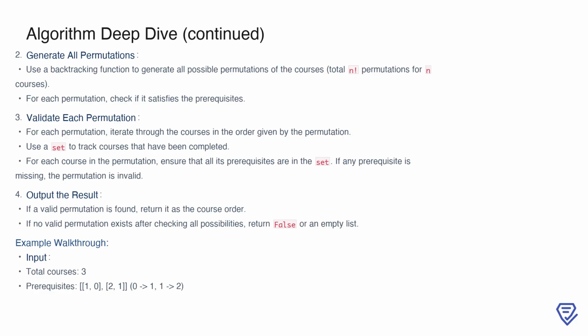Once all permutations are checked, if a valid one is found, we return it as the course order. Otherwise, we return either an empty list or a false value, indicating that completing all courses is not possible.